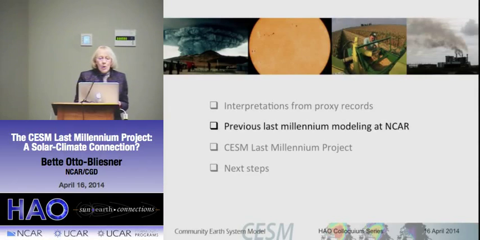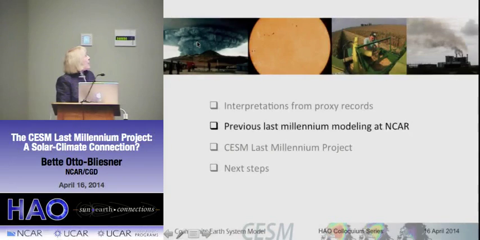To separate out the responses, we really need to come up with some way to quantify and attribute. A good way to do that is to use models, such as the ones we have at NCAR. What's especially challenging about the last millennium is that we have relatively small and short-lived forcings that, in addition to the internal variability of the climate system, the ocean and atmosphere interacting in a coupled mode, are acting together on the system.